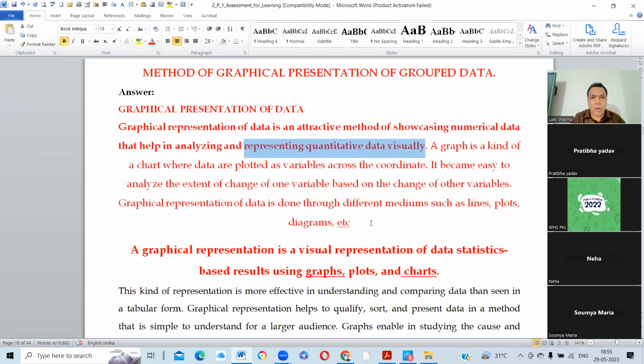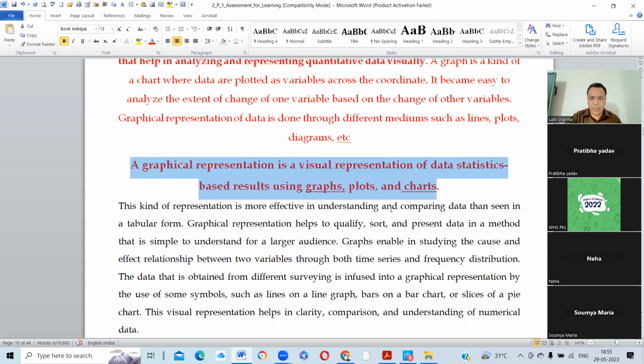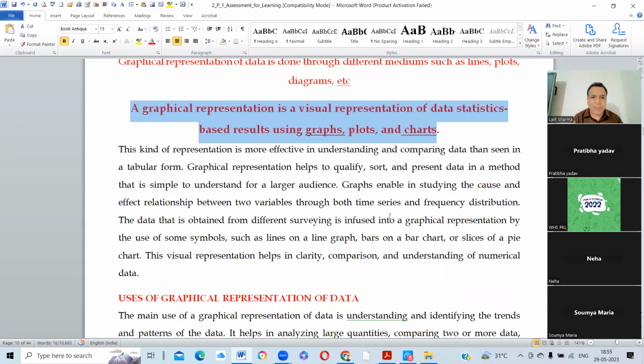How you can visually represent numerical data with the help of a graph, with the help of a chart. You represent the data graphically, right? This is called graphical presentation of data. Okay, this is the important line: a graphical representation is a visual representation of data, statistics-based results, using graphs, plots and charts.